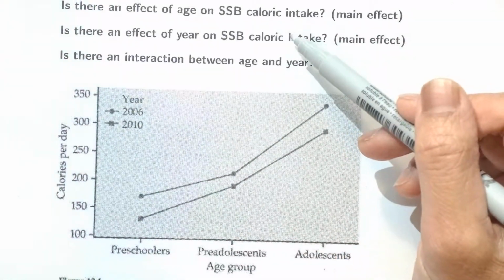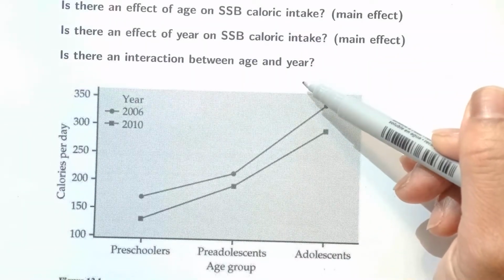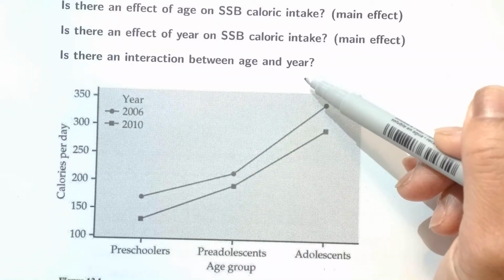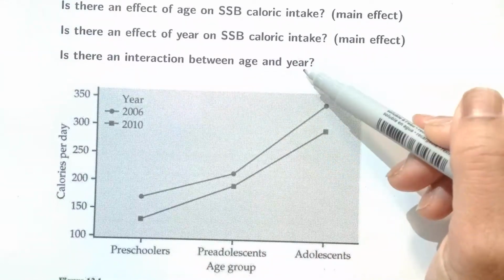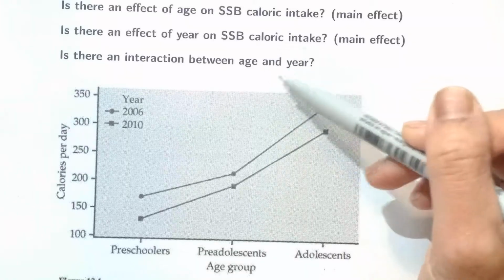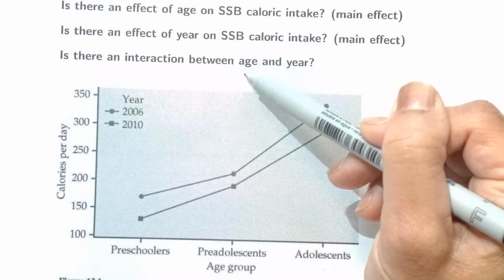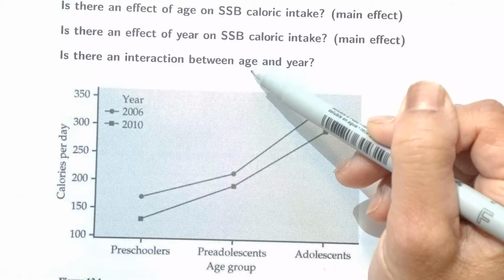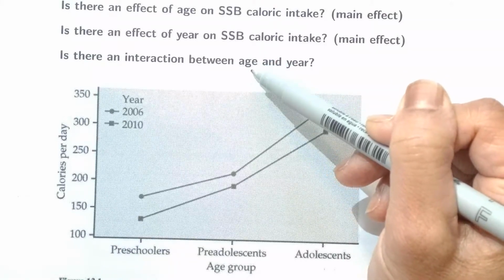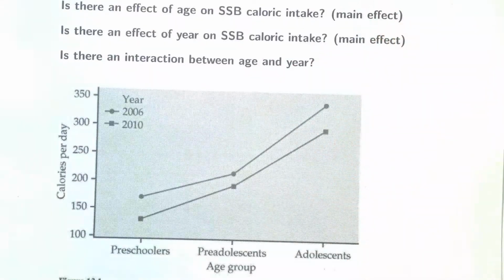But you might be just interested in, is there an age effect? Is there a year effect? Is there an interaction between age and year? So as someone gets older, or if you look at the effect of age for a given year, does it change when the year changes? And vice versa. If you compare participants of a certain age in 2006 to 2010, does that difference differ when you look at a different age group and compare 2006 to 2010?